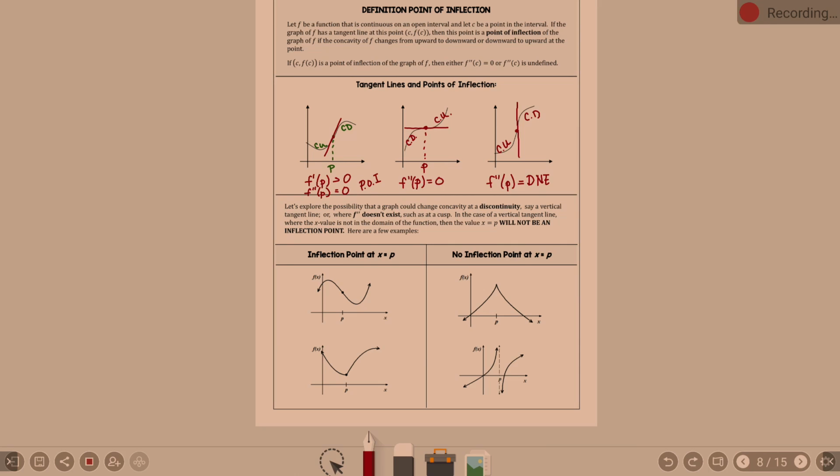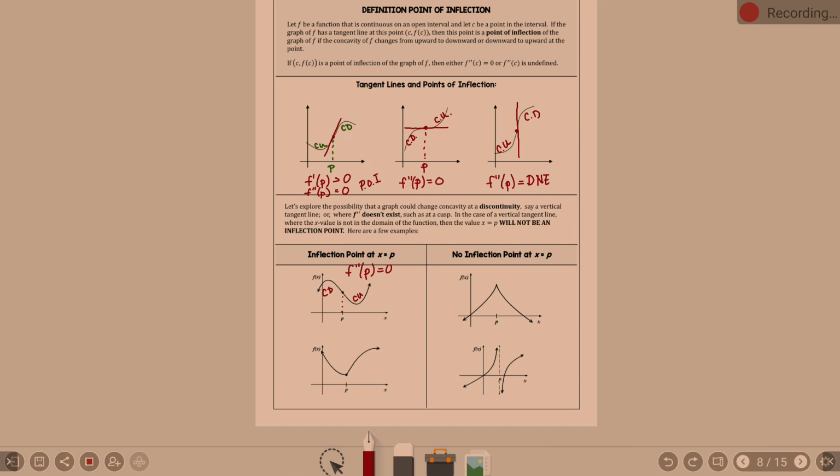So on the left side, we have examples of where there is an inflection point there. There is an inflection point there at P, because notice to the left of P it is concave down, to the right it is concave up. Okay, and that's more your traditional problem. That is just where the second derivative would equal 0.